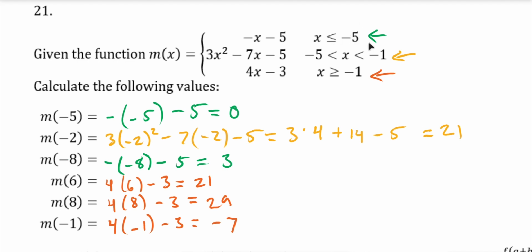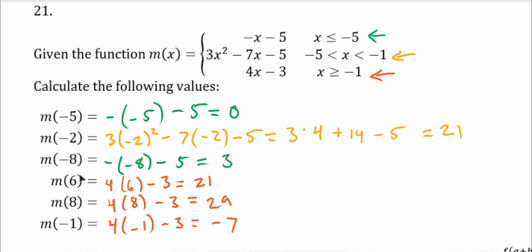-5 is in this first rule set, and so we just plug -5 into the first rules to get 0. Same thing with -2. It falls into the second rule set. It's between -5 and -1, so we plug that into the second rule set to get 21. And proceeding as follows, right? We take -8. It goes into the first rule set, so we apply those rules to it to get -8 minus 5, which is +3.